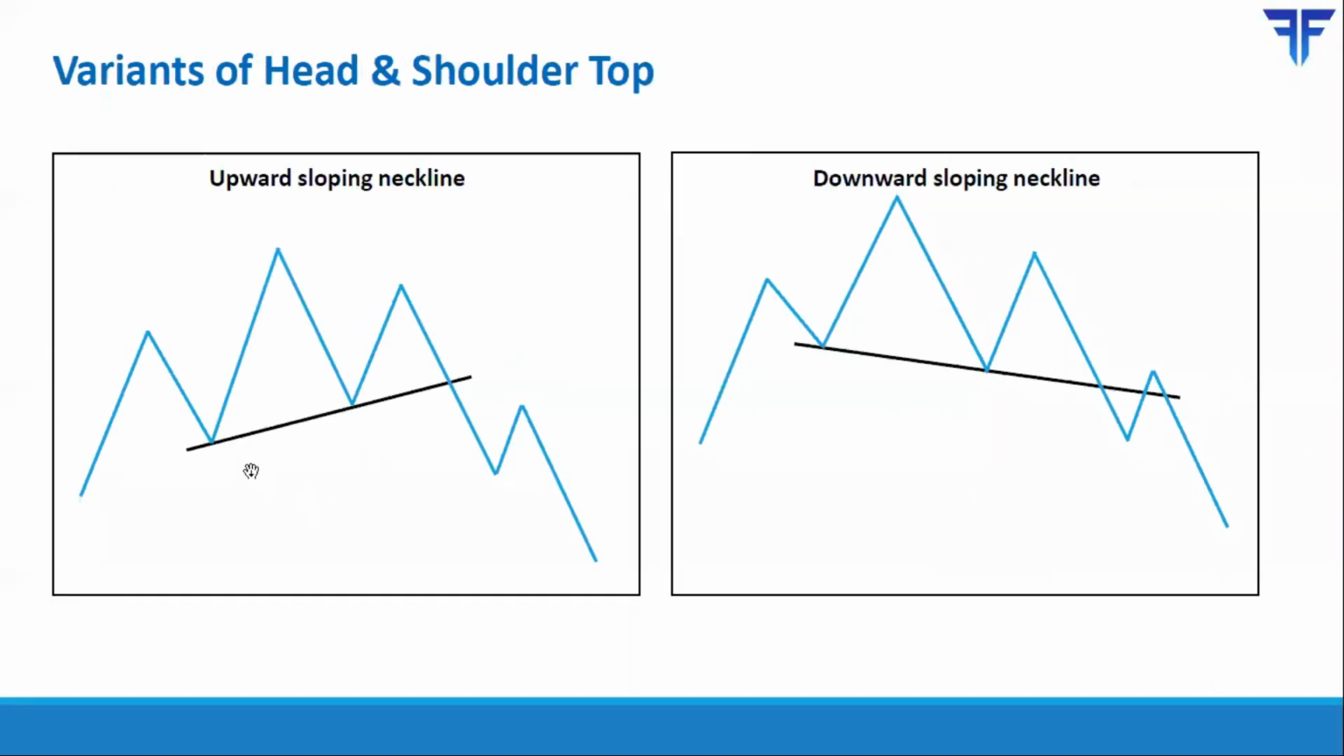The other is that the neckline is upward sloping, meaning the second low is above the first low. And the third is that the neckline is downward sloping, meaning the second low is well below the first low. So you need to be aware of this.